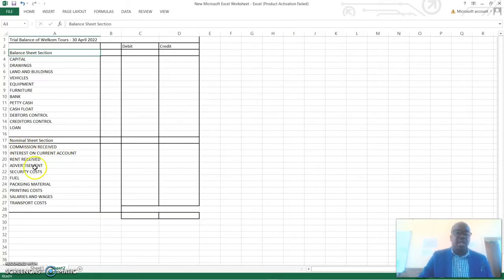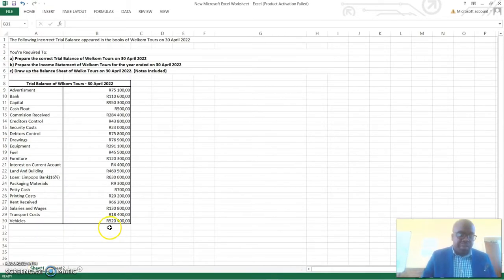On expenses, you will have things like advertisement, security, fuel, packaging material, salaries, and transport costs. Whereas on your balance sheet section, you will have your capital as an asset, your drawings with your liabilities, land and building assets, vehicle assets, equipment assets, furniture assets. So you will need to know, or you have learned, your assets, your liabilities, your income, and your expenses.